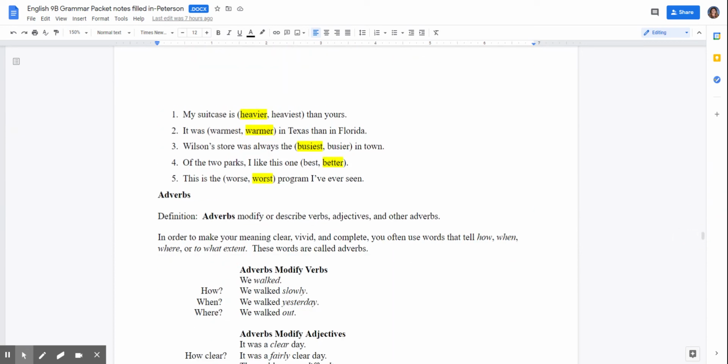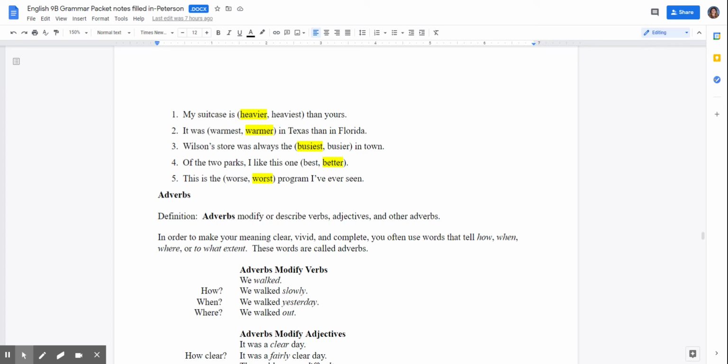Let's take a look at this exercise. 1, my suitcase is heavier than yours. We're comparing two suitcases, so we're using the comparative form. 2, it was warmer in Texas than in Florida. We're comparing Texas and Florida. 2 items, comparative form. 3, Wilson's store was always the busiest in town. Out of all of the stores in town, Wilson's store is the busiest, superlative.